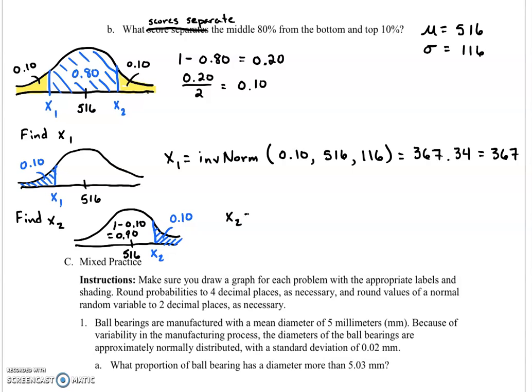So to find x2, it's inverse norm of 0.90, the mean of 516, and the standard deviation of 116. And when we do that and round to a whole number, we get 665. So the two scores that separate the middle 80% are 367 and 665.